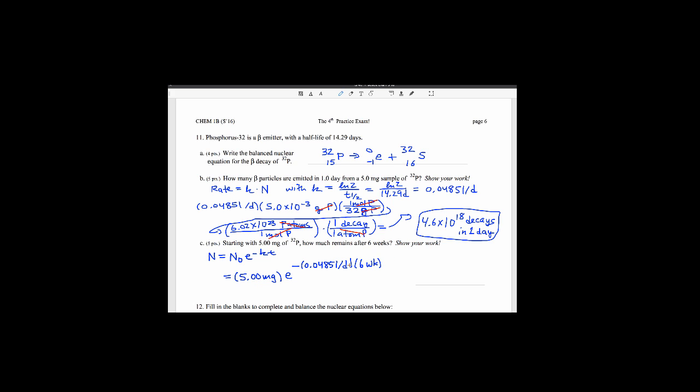But weeks and days, units don't jibe, so we will note that we have 7 days per 1 week, and so weeks are converted into days, and then the units of days will cancel. And if we then take 5 milligrams times e to the minus this whole exponent all multiplied together, we get 0.652 milligrams for our answer.